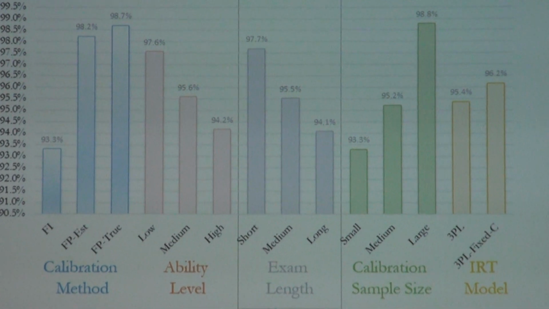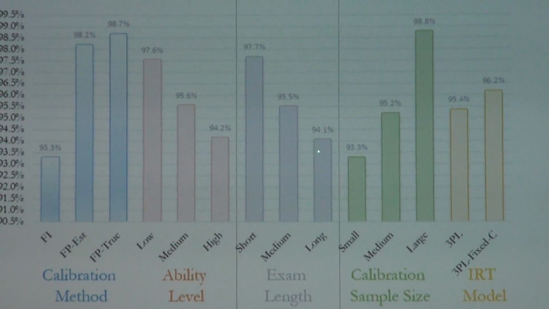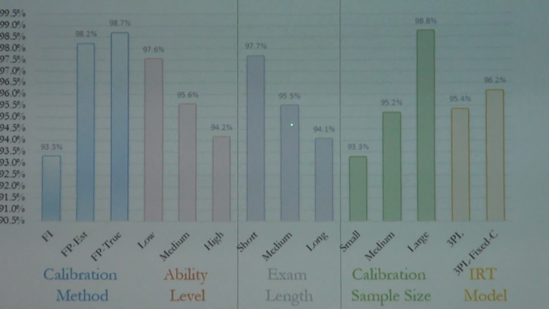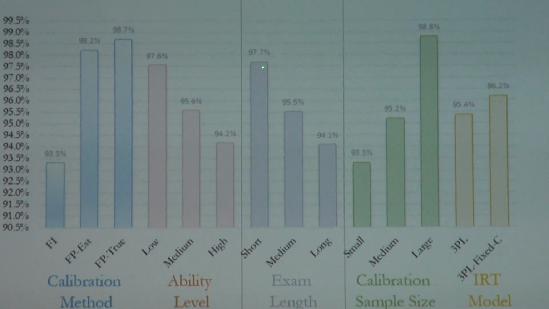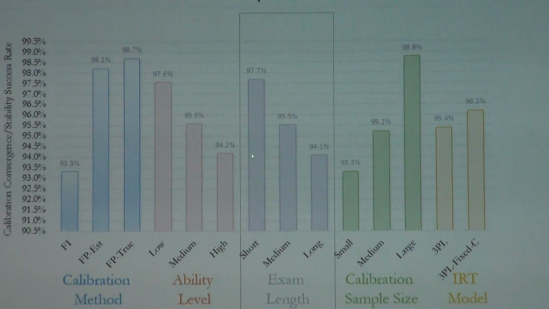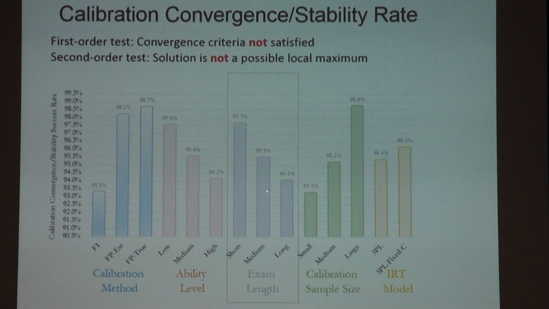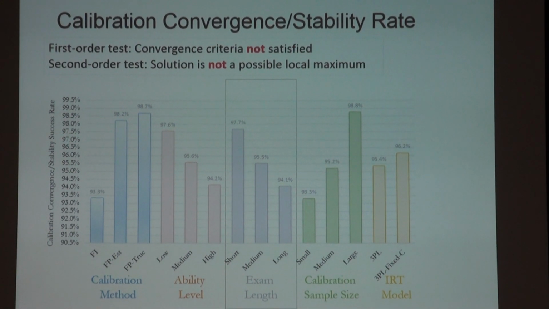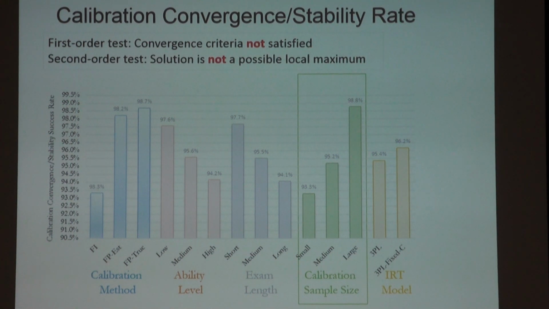And for exam length, shorter exam has a higher rate, which means the shorter the exam we have, the better results we get in terms of convergence and stability, which is a little bit surprising, this result. And so we just look at another factor, the sample size. This one is as what we predicted. The larger sample size helps improve the results.